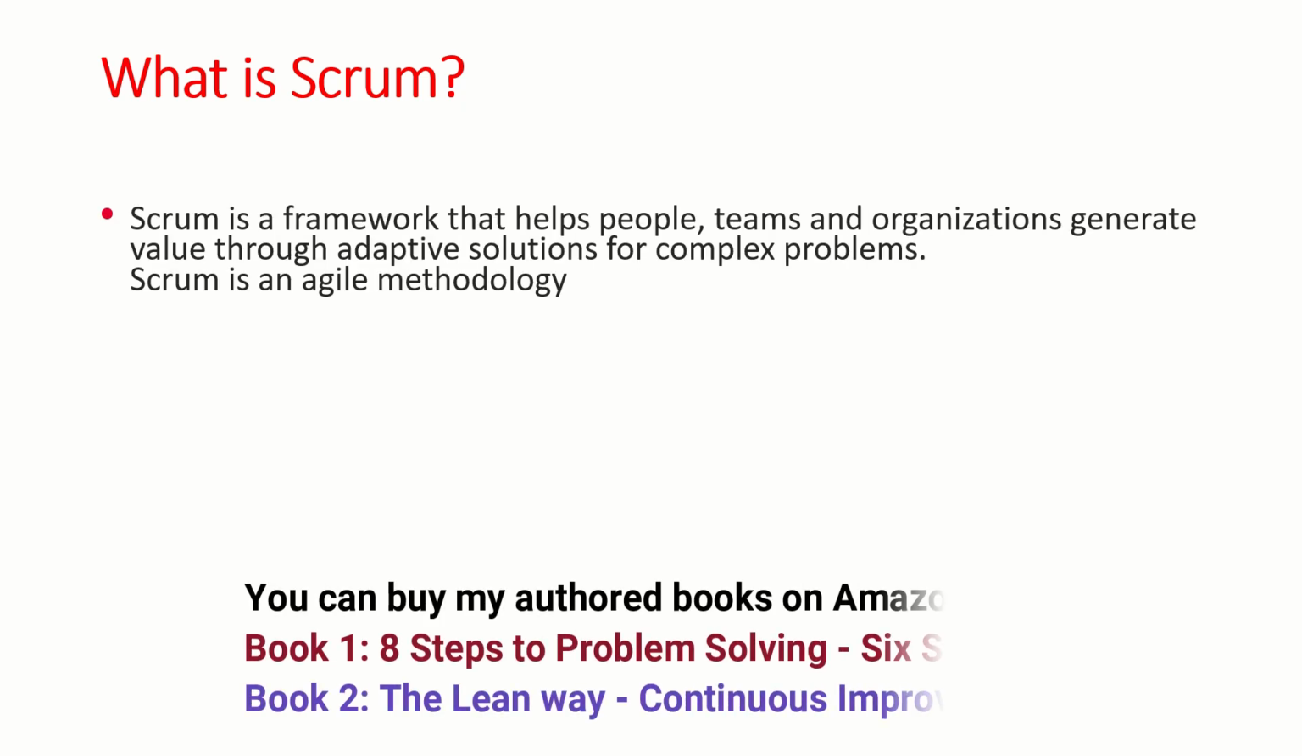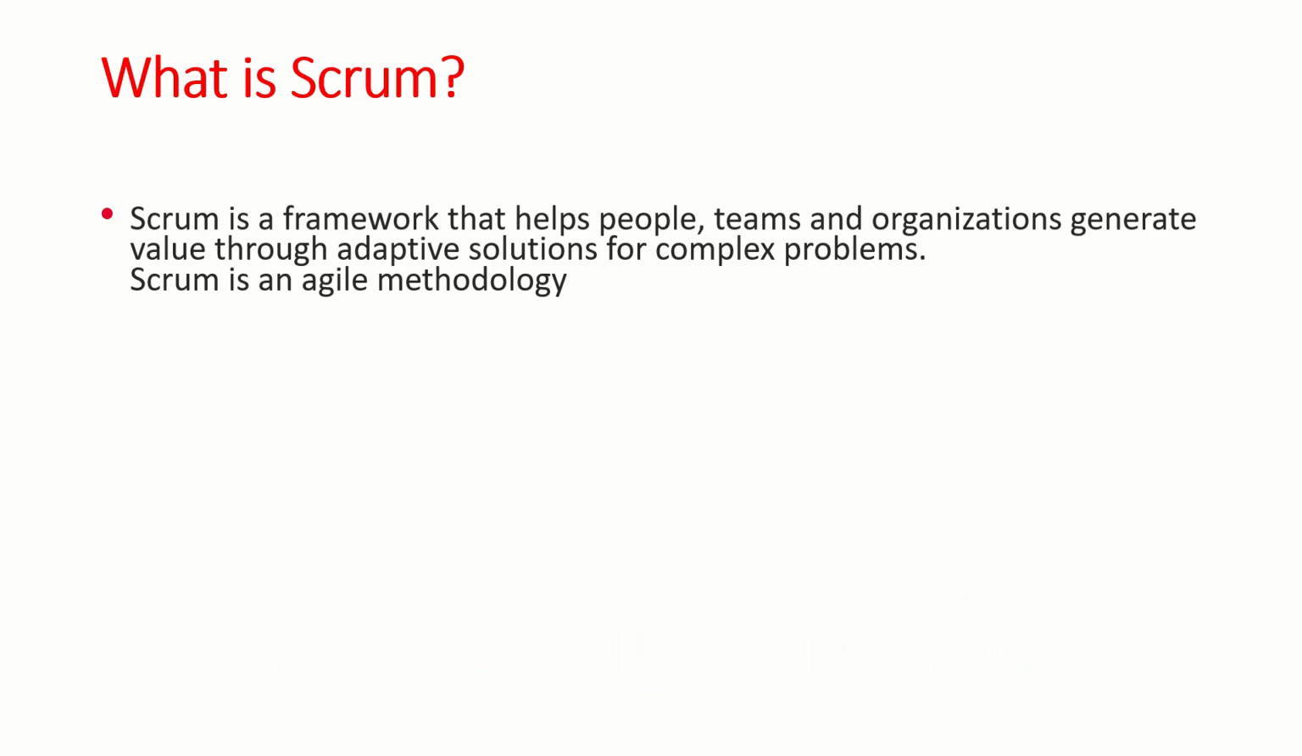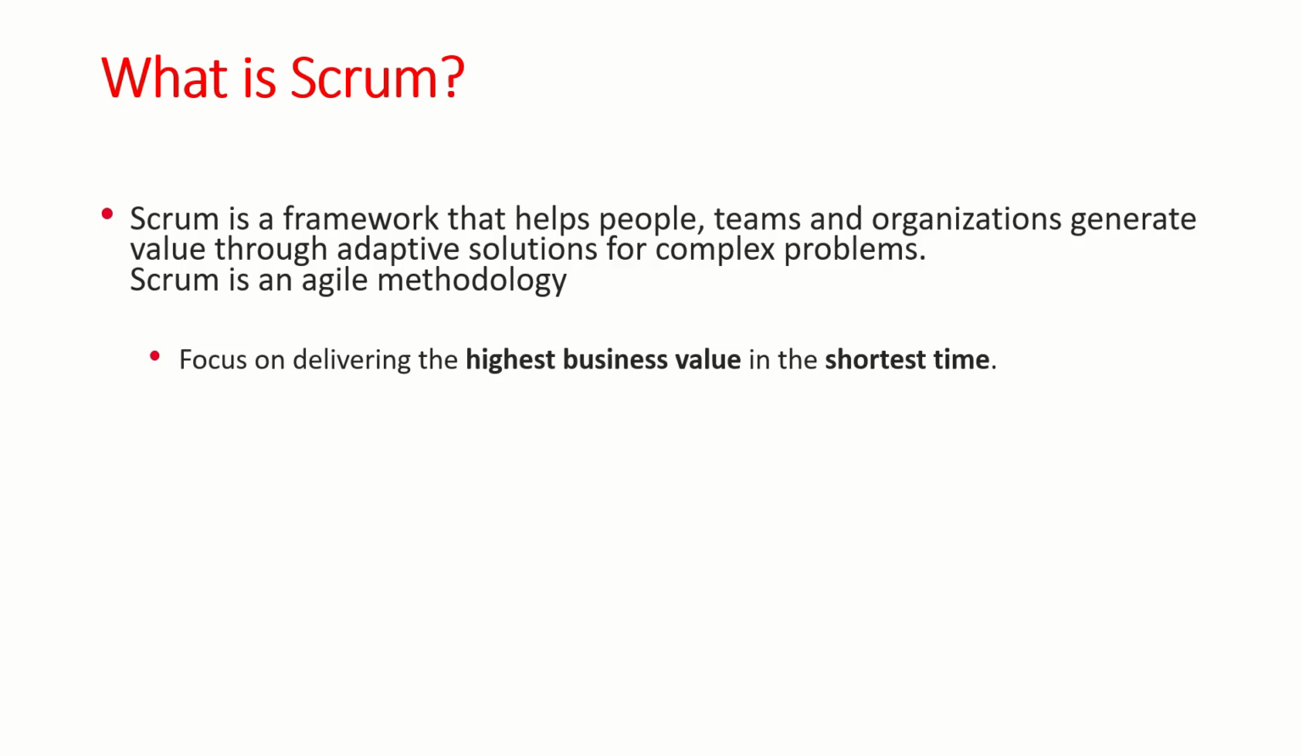Scrum is a framework that helps people, teams, and organizations generate value through adaptive solutions for complex problems. Scrum is an agile methodology. Agile is a philosophy, and under agile there are certain other methodologies, but Scrum is one of them. However, Scrum is widely used by so many software engineers, R&D engineers, and testers. Scrum focuses on delivering the highest business value in the shortest time.